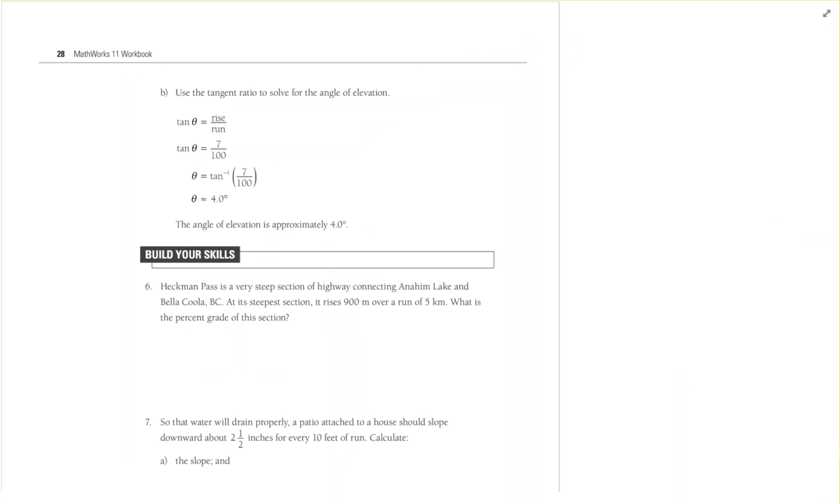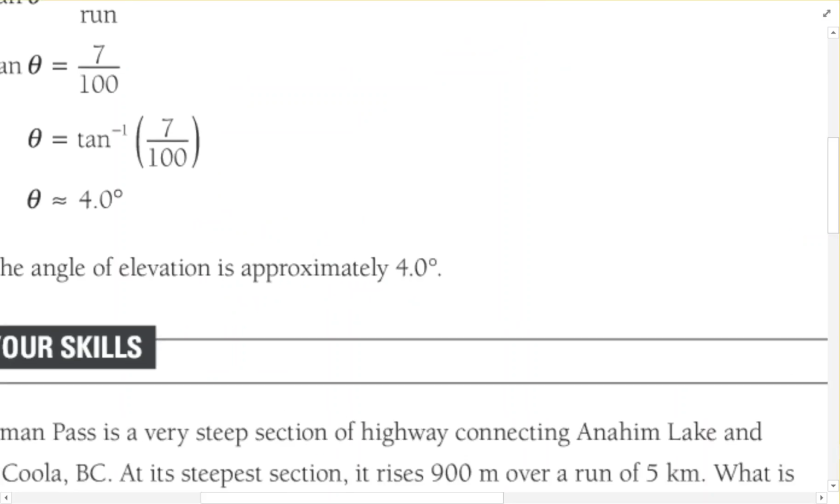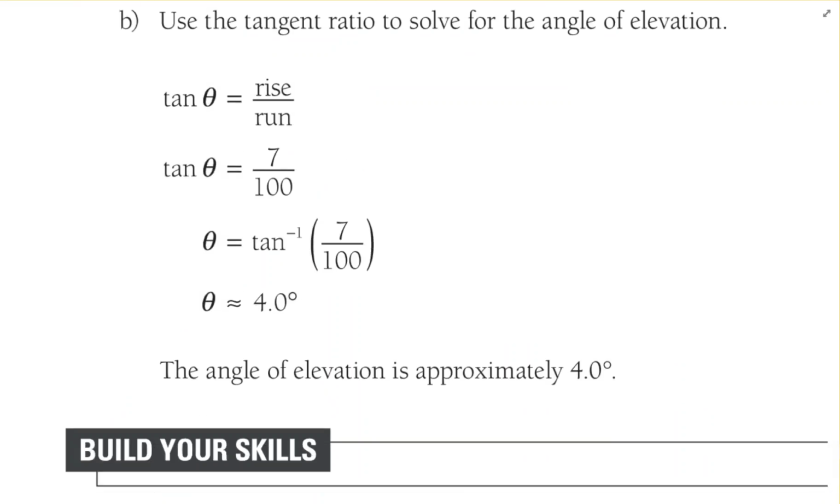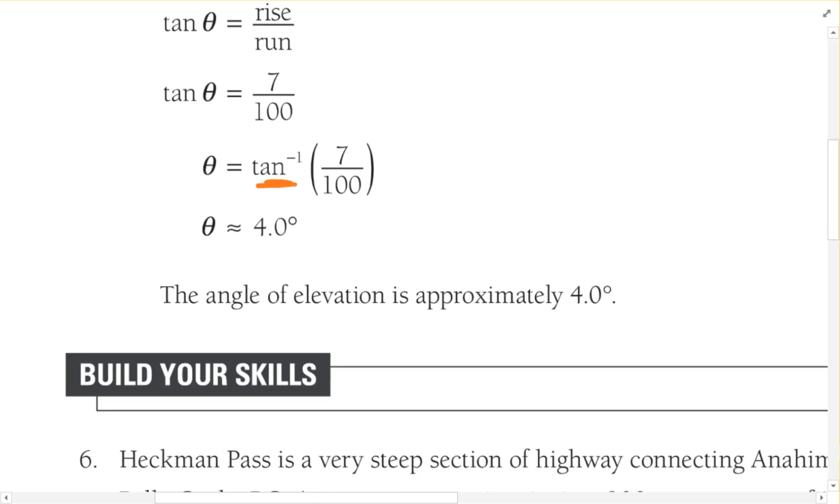Okay, and then use the tangent ratio to solve what the angle actually is. Well, that's just what we've been doing, right? So you just need to use that inverse of tan thing again with 7 over 100 to get 4 degrees.